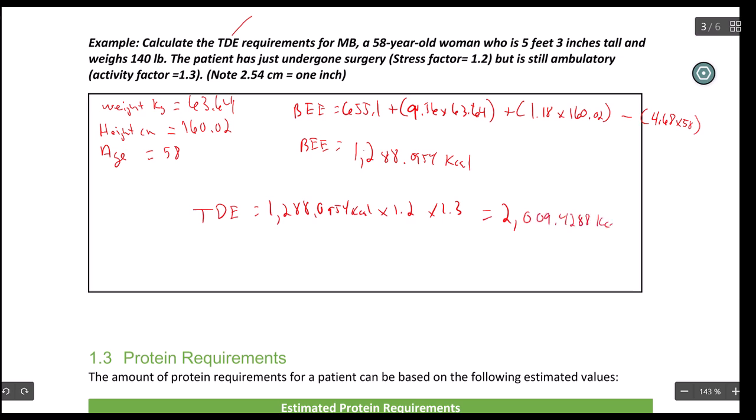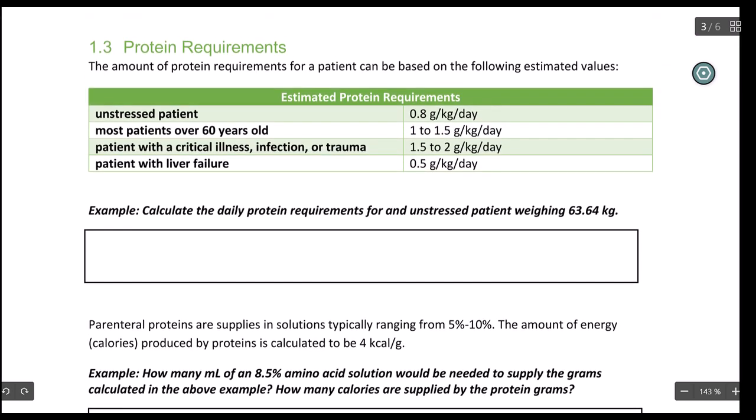2,009.4288 kilocalories is their total daily energy requirement. All right. So 2009.43 kilocalories per day is their total daily energy requirement. All right. Next thing we did, so we did solution, or we did liquid. We did the total amount of energy, so the total amount of kilocalories they need.